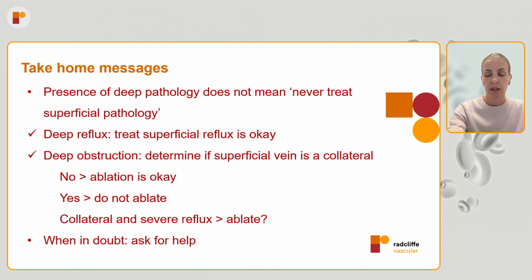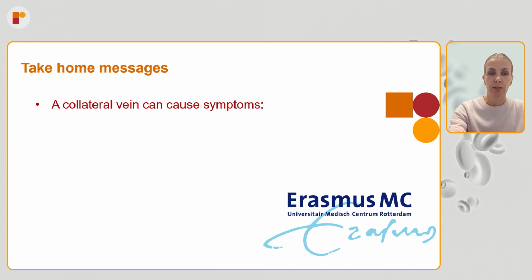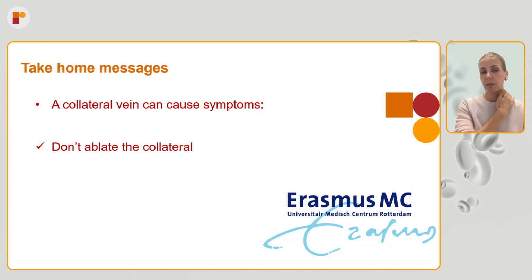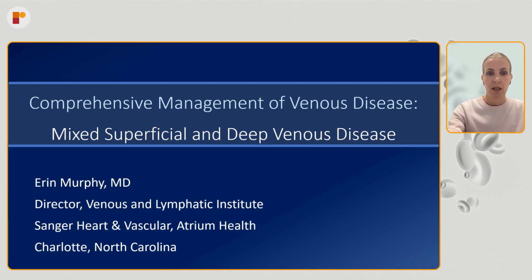Have another colleague see and try to determine whether or not it's collateral, whether or not you can ablate it. And also think that a collateral vein can cause symptoms. So in her case, her collaterals in her abdomen are causing her problems, but that does not mean that you need to ablate all the collaterals. That means that you need to find a solution to perform a procedure that will diminish the collaterals. And in that way, you will help her from her symptoms without doing any harm and making things worse.